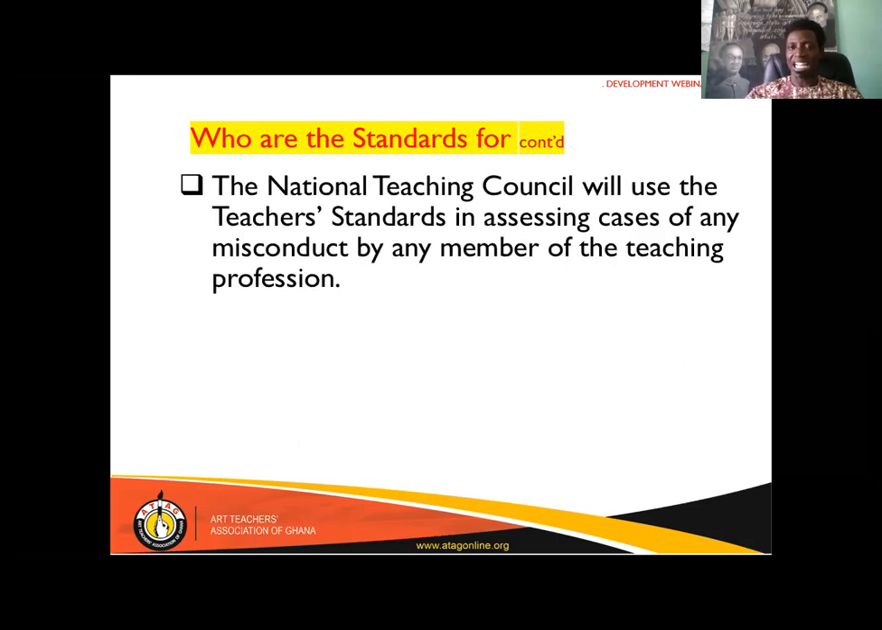In addition, the National Teaching Council will use the teacher standards in assessing cases of any misconduct by any member of the teaching profession. In this case, it implies that the teaching standards contain some codes of ethics that teachers must follow. It contains some of the codes of the teaching profession, a professional code that you are supposed to follow. And so that is what the National Teaching Council will use in assessing cases. And remember, you are licensed under the 2008 Act, which is a legal act, right? And using these standards, when there's a misconduct, that's what you are going to use to get things ironed out.